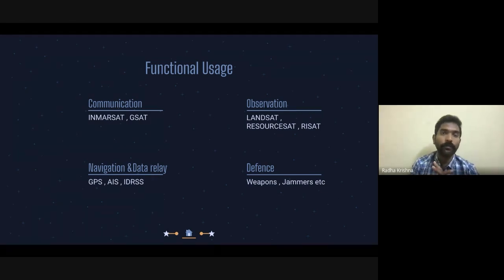uses also. For example, if you have a human space mission, right? Those space missions are orbiting around Earth. Now, if you want to send that data to Earth, what happens is ground stations are not really visible.